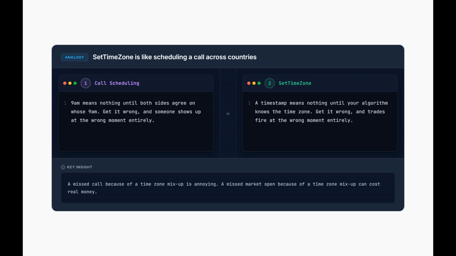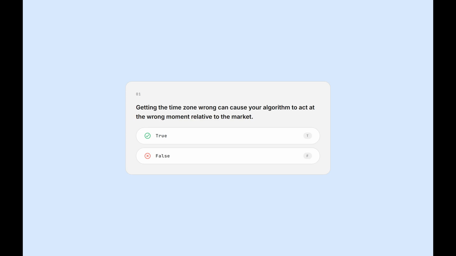Set time zone works exactly the same way. It defines which time zone your algorithm reads timestamps in. If you set the wrong time zone, your market open or trade might actually fire hours before or after the real opening bell. With that, we wrap up the simple introduction of the concept of set time zone in QuantConnect.